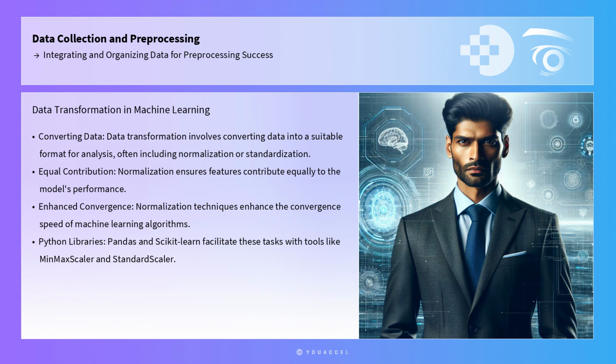Data transformation is another aspect of organization that involves converting data into a suitable format for analysis. This often includes normalization or standardization, which ensures that features contribute equally to the model's performance. In practice, normalization techniques have been shown to enhance the convergence speed of machine learning algorithms by ensuring that data scales do not disproportionately influence the model's learning process.